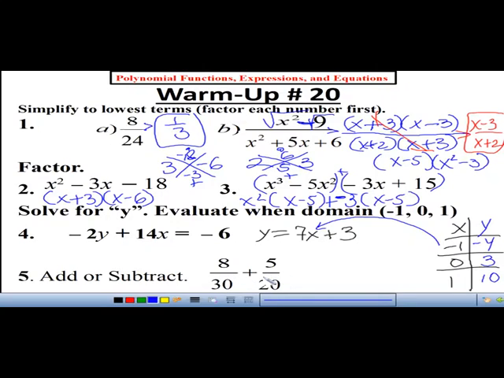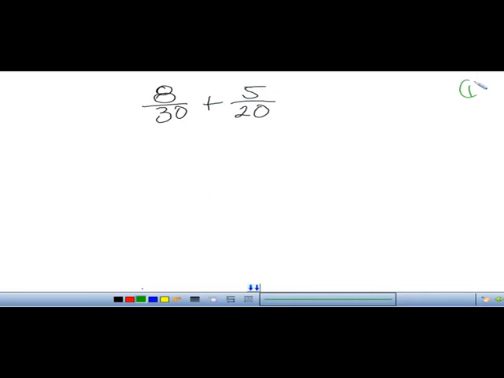And the one I do want to go over completely once more is number 5, because that's what we've been doing, but with polynomials. Here it goes again. 8 over 30 plus 5 over 20. Let me do that on a separate page. According to the homework I gave you, what was step 1? Factor the denominators. Is that correct?